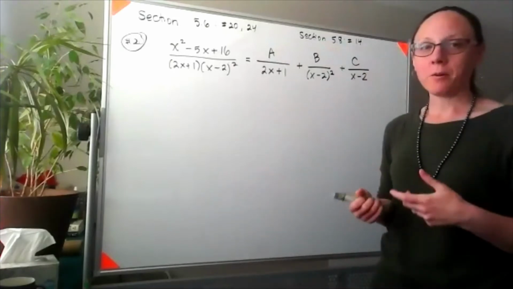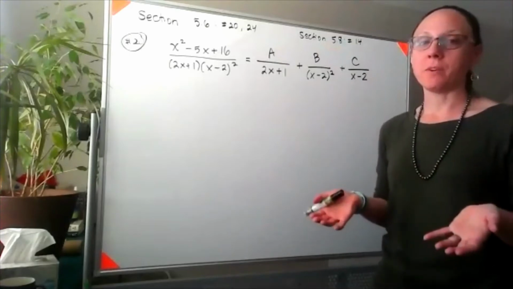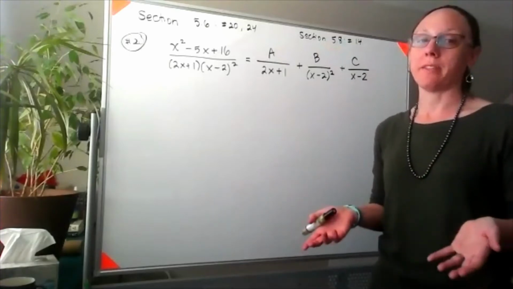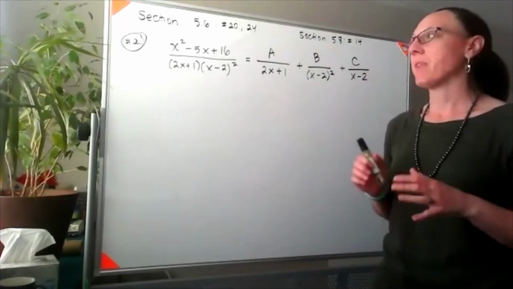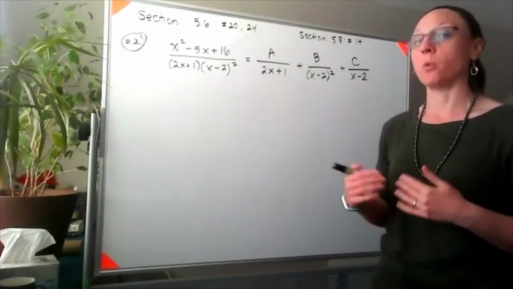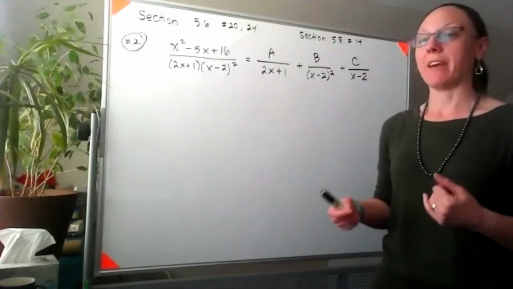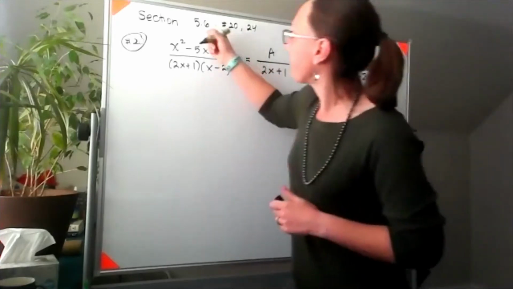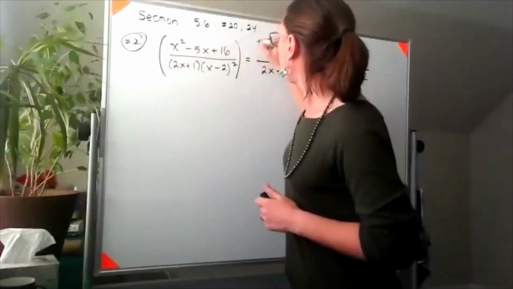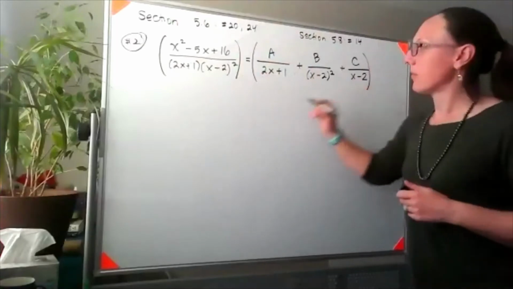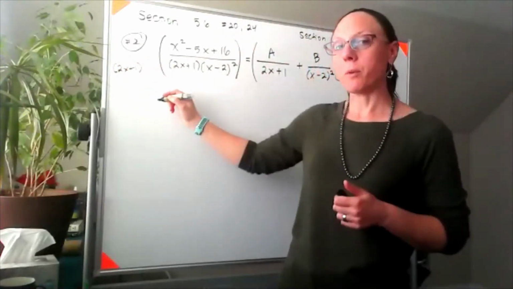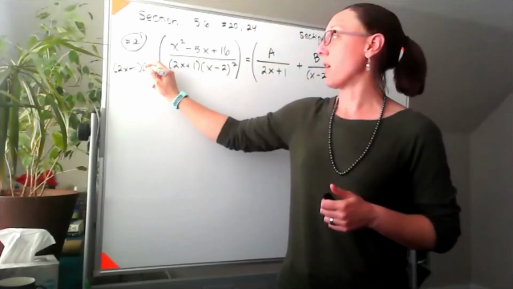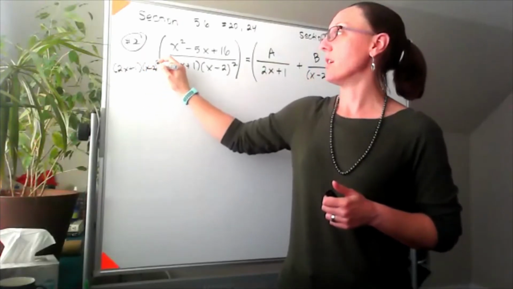Once we're here, the next step is going to be the same no matter which of the 2 methods you're using to solve for the constants a, b, and c. Either way, I'm going to start by multiplying both sides of the equation by that common denominator. So I'm multiplying both sides by the 2x plus 1 times x minus 2 squared.